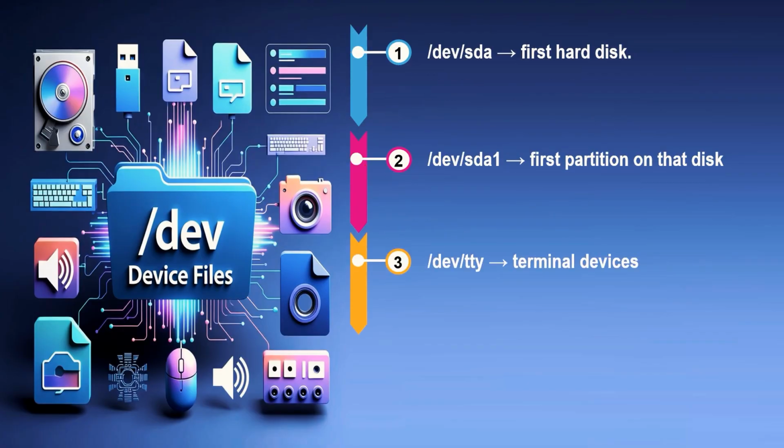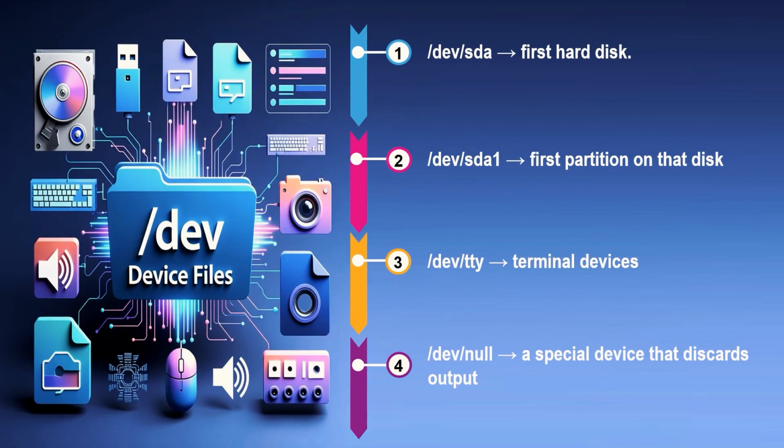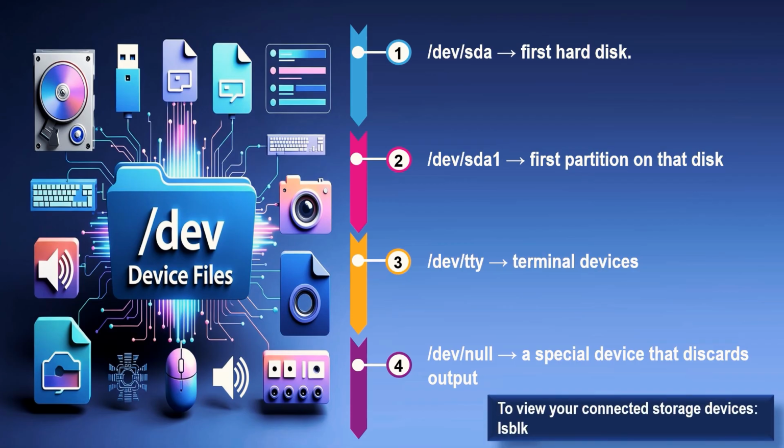Now to see the terminal devices, we have /dev/tty. There is also one special device that discards the output, /dev/null. To view your connected storage devices, we will run the command lsblk. This abstraction makes it easy to interact with hardware using standard file commands.